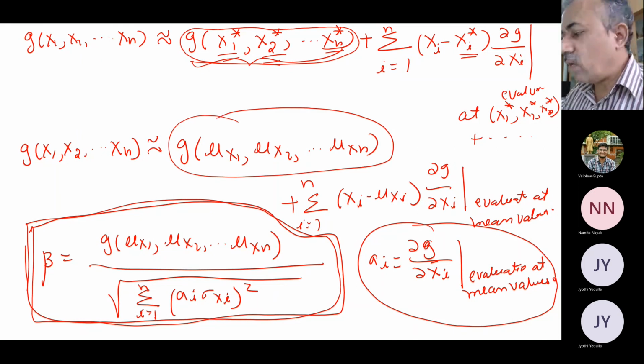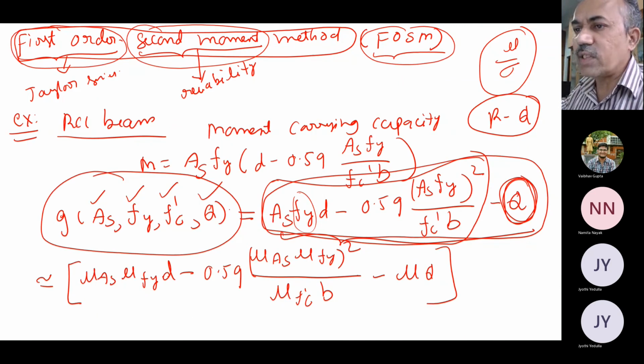Yeah, you are expanding around the mean value, so Taylor series around the mean value. You can use the derivatives and compute the actual. So this is what we said. Of course, the first order second moment: first order means that we go to the Taylor series, and if you include the terms only up to first order, that's why we call it the first order method.